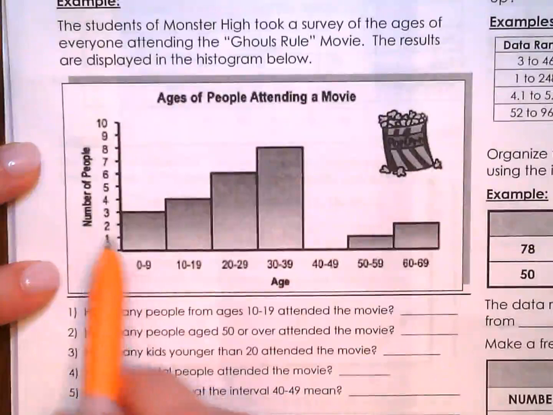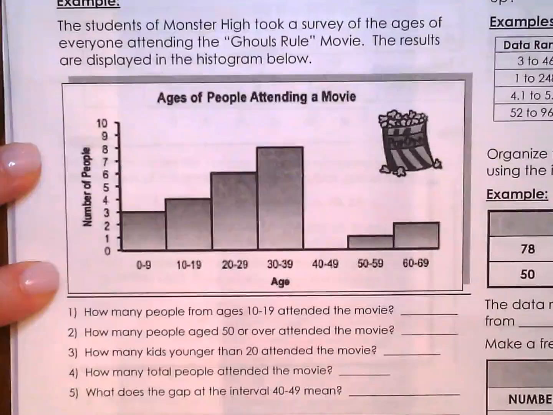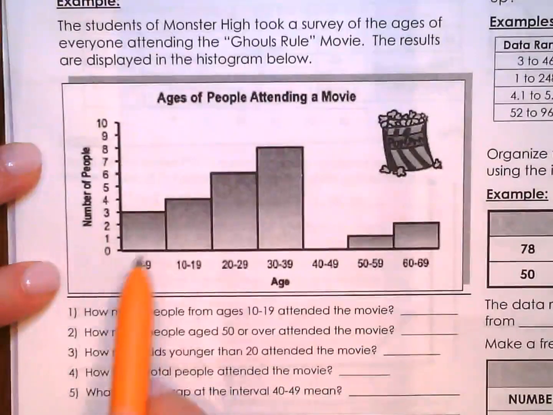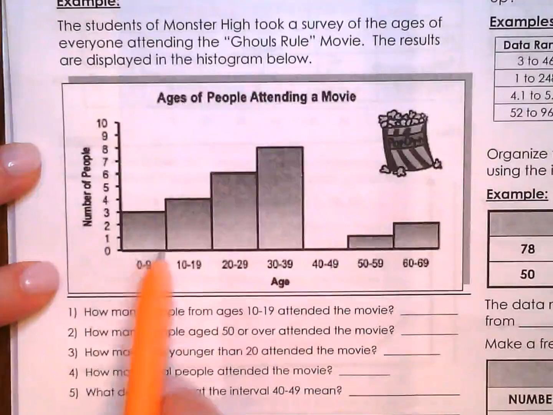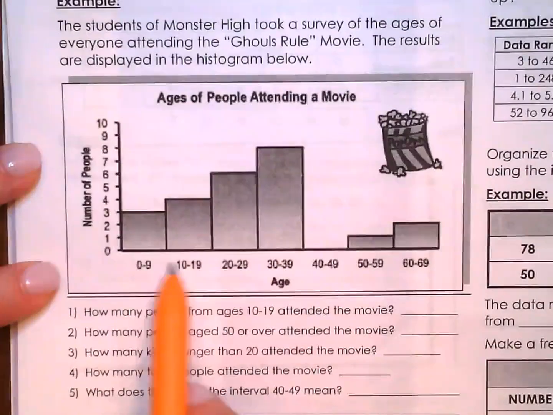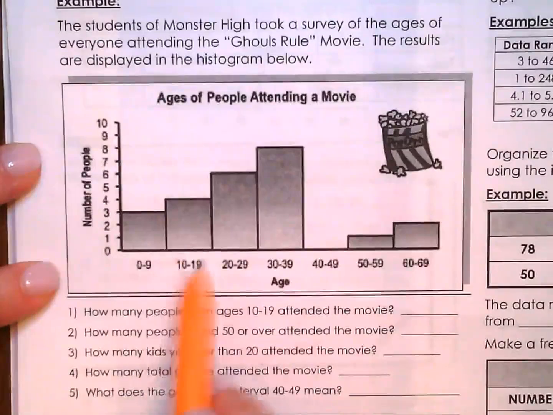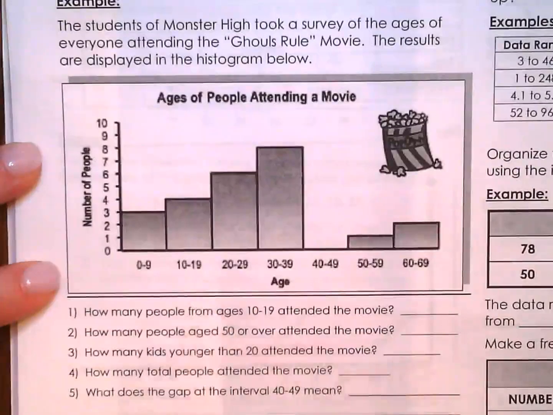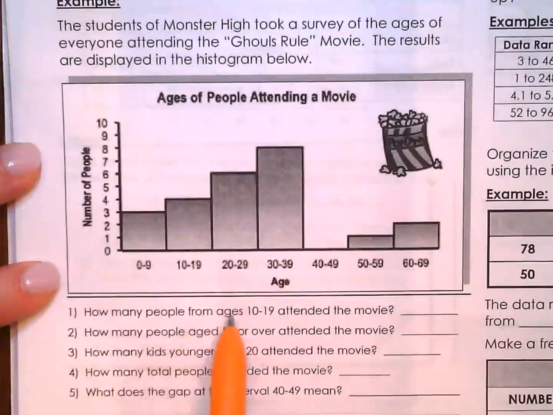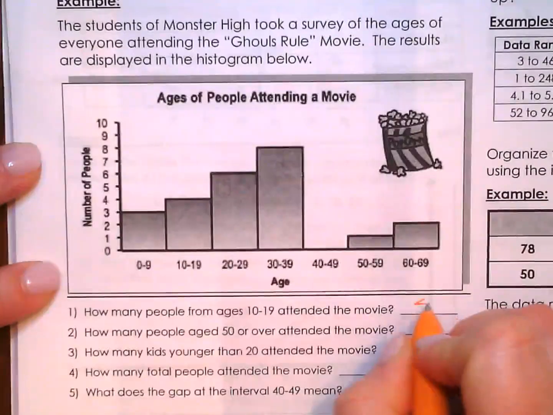So there were 3 people who were between the ages of 0 and 9. And one thing about a histogram is, I can't tell you exactly what age they are. I just know that 3 people were in this age range, somewhere between 0 and 9. Notice that the next bar picks up at 10, right where 9 left off. And here there were 4 people between the ages of 10 and 19. They could have all been 10 for all we know. We just know that there were 4 people there. So how many people from ages 10 to 19 attended the movie? Well, that equates to 4.